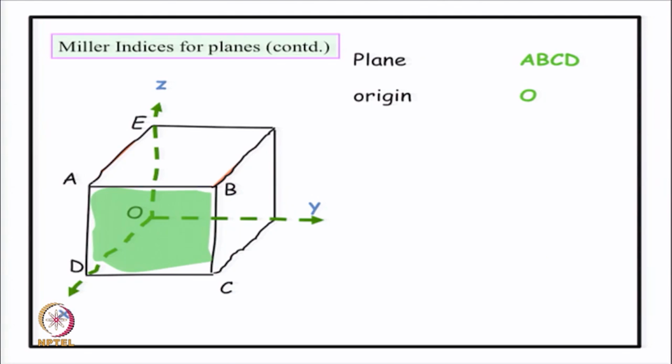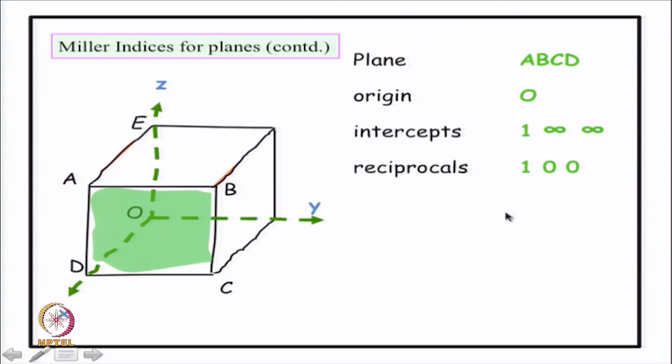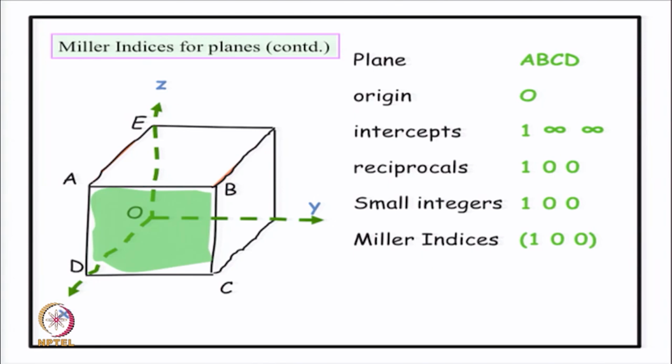So, we will write the intercepts here as 1 for the x axis and infinity for both y and z, because it is parallel to both y and z. Now, taking the reciprocals becomes relevant, because when we take the reciprocals of infinity, we put zeros. Finally, reducing it to small integers, it is already a small integer, there is no common factor and no fraction. So, I still get 1 0 0, and finally, for the Miller indices, I put the round brackets to define that it is a Miller index of a plane.